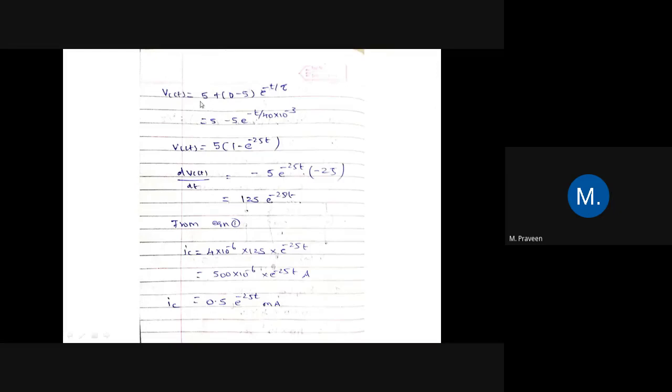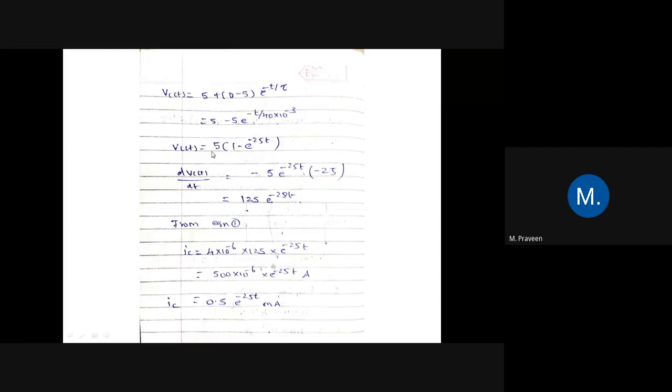Okay. So if you substitute, you will be getting 5 plus 0 minus 5 into e power minus t by tau, which is equal to 5 minus 5 into e power minus t by 40 into 10 power minus 3. So you can take 5 common. If you take 5 common, you'll be getting 5 into 1 minus e power minus 25t. Okay. So now we got VC of t. Next we have to find the differentiation of VC of t. So if you differentiate this, the first one is a constant term, so therefore it will become 0.